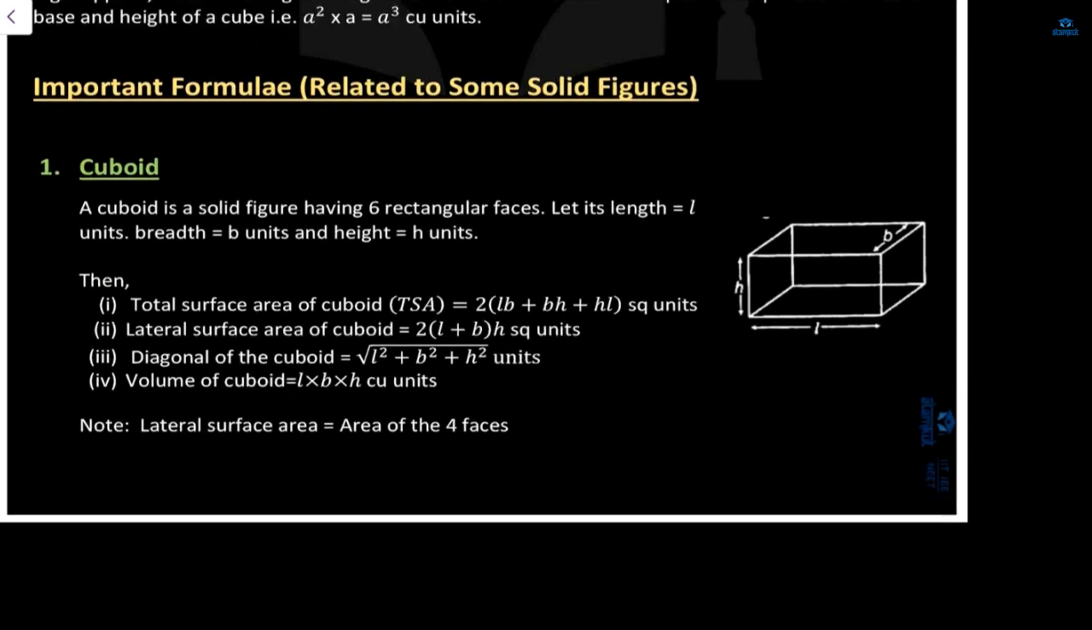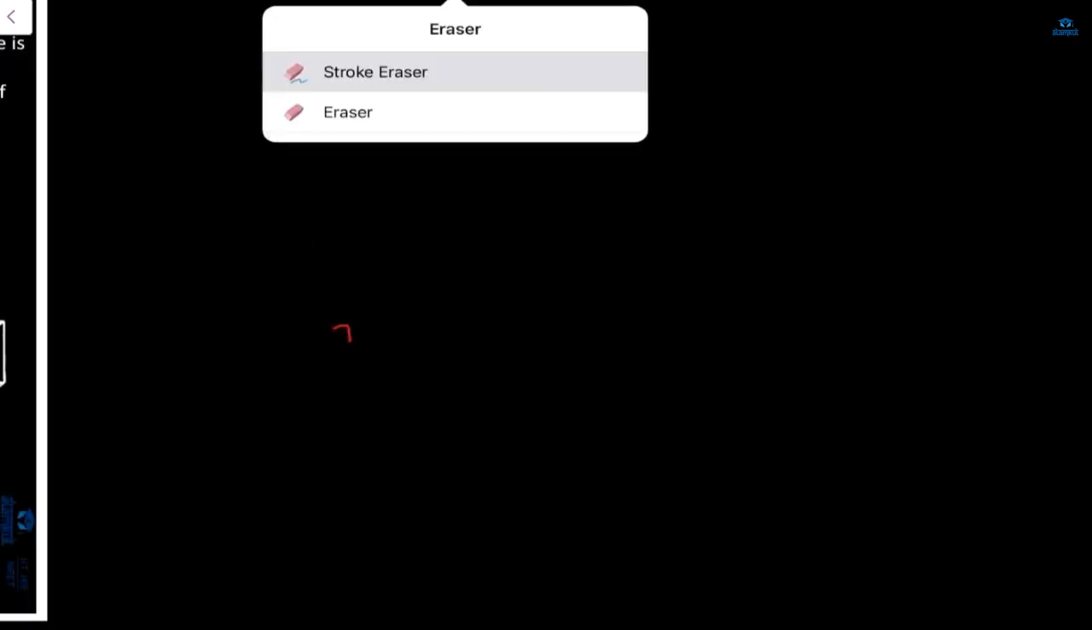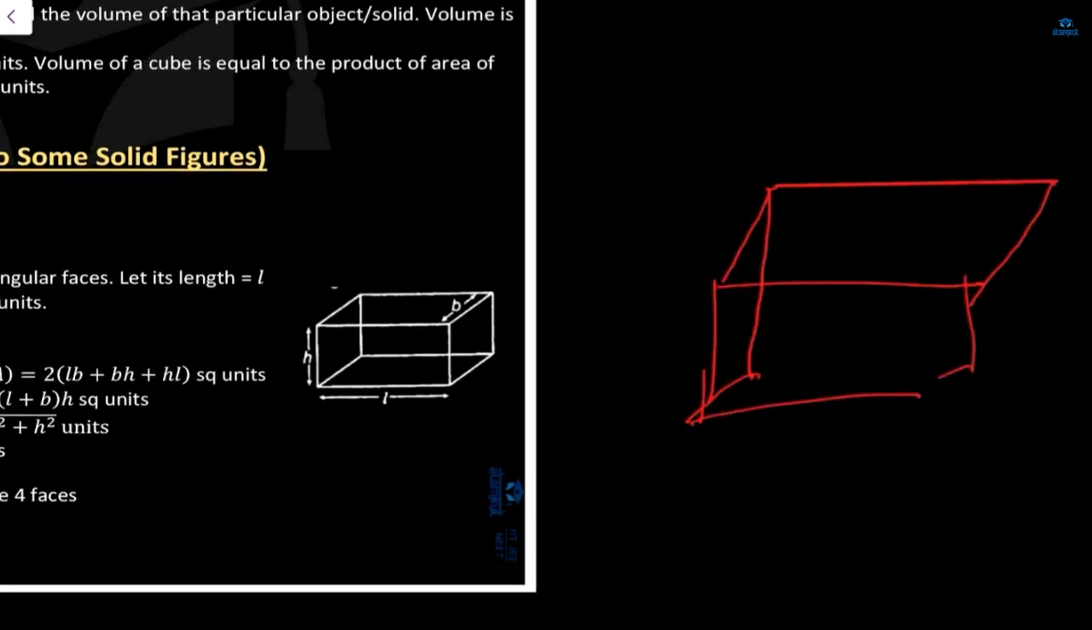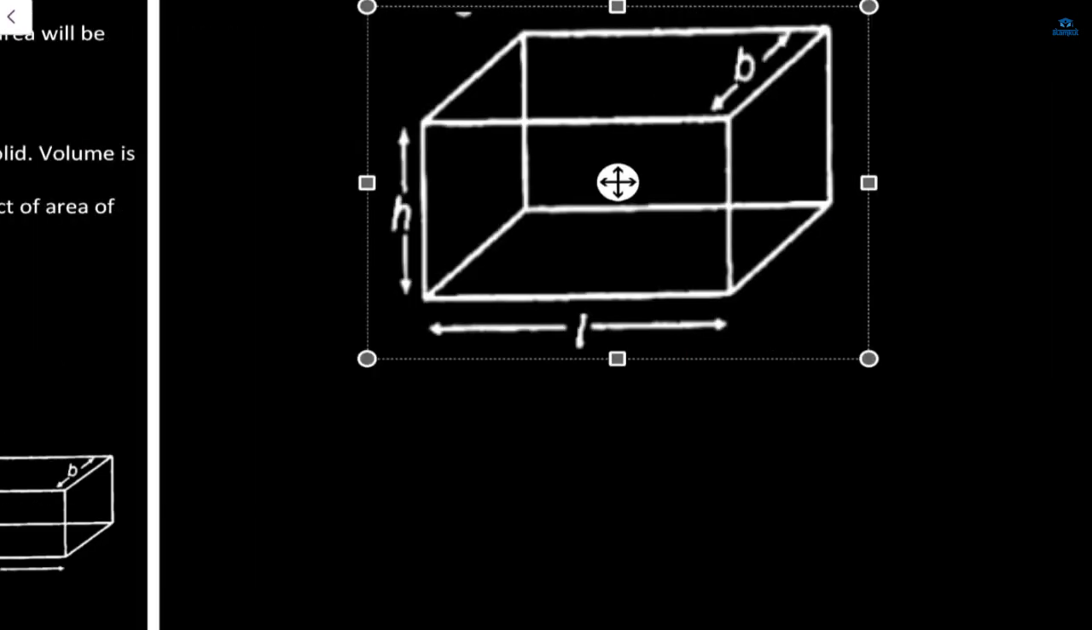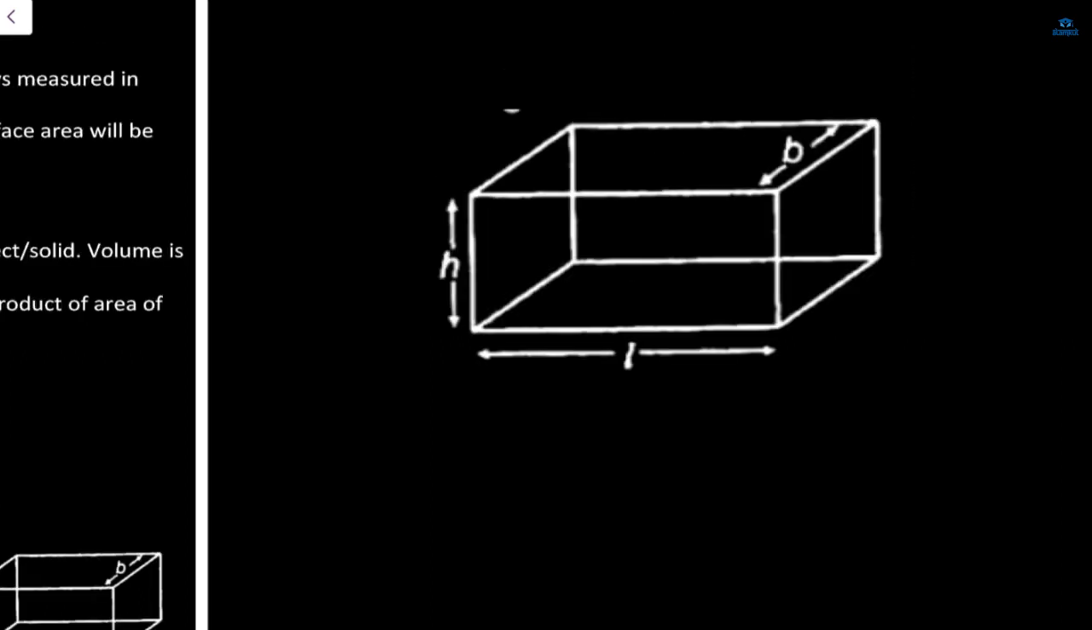Now what is the shape of a cuboid? A cube is the 3-dimensional form of a square, sorry, of a square, not of a cuboid. Let me draw a rough diagram, or I'll just copy this diagram here. In this cuboid, how many surfaces are there? There are 6 surfaces: one is the top, one is the bottom, and then 4 walls.